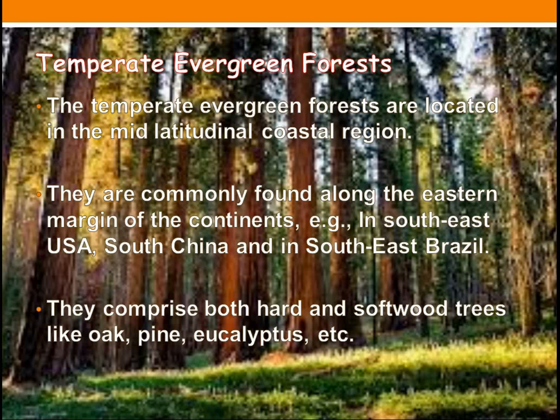Next, let's see temperate evergreen forest. The temperate evergreen forests are located in the mid latitudinal coastal regions, and they are commonly found along the eastern margin of the continents. For example, in southeast USA, South China, and southeast Brazil. They comprise both hard and soft wood like oak, pine, and eucalyptus, etc.